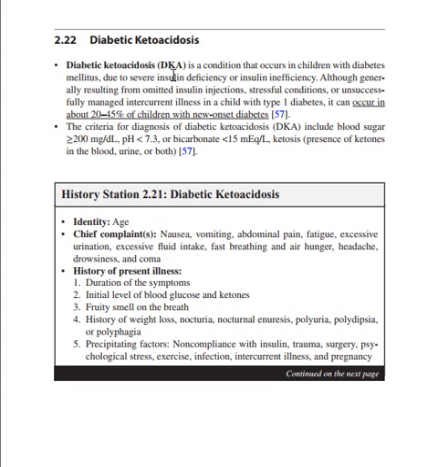So diabetic ketoacidosis is a common condition that occurs in children with diabetes mellitus due to severe insulin deficiency or insulin inefficiency, although generally resulting from omitted insulin injections, stressful conditions, or unsuccessful management. It is mostly associated with type 1 diabetes, but can also be associated with type 2 diabetes, when there is no more production of insulin. It can occur in about 20 to 45% of children with new onset diabetes.